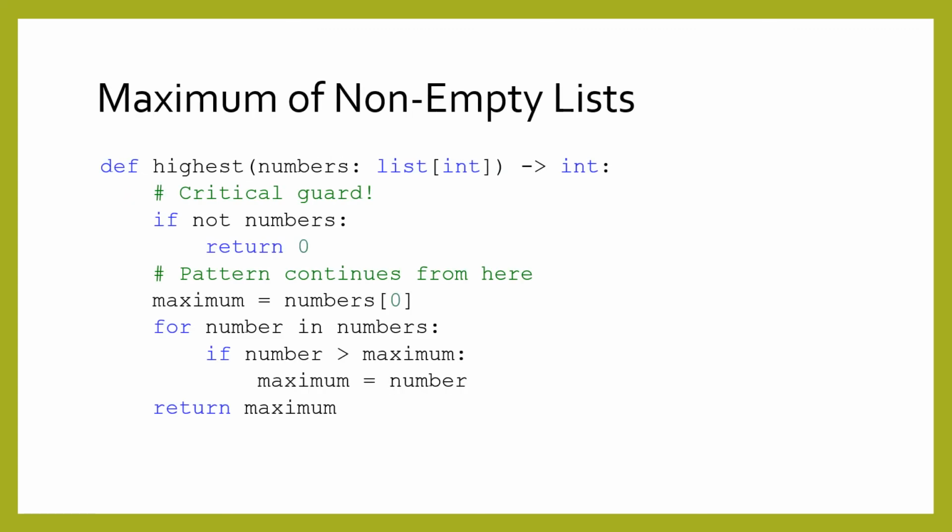A small but important detail, often overlooked with the minimum and maximum patterns, is that they require the list to be non-empty before you initialize the accumulation variable. Remember, you cannot index the first element of an empty list, since there is no first element of an empty list. Therefore, most practical implementations of the pattern will begin by incorporating the guard pattern that we previously learned about in logical patterns.